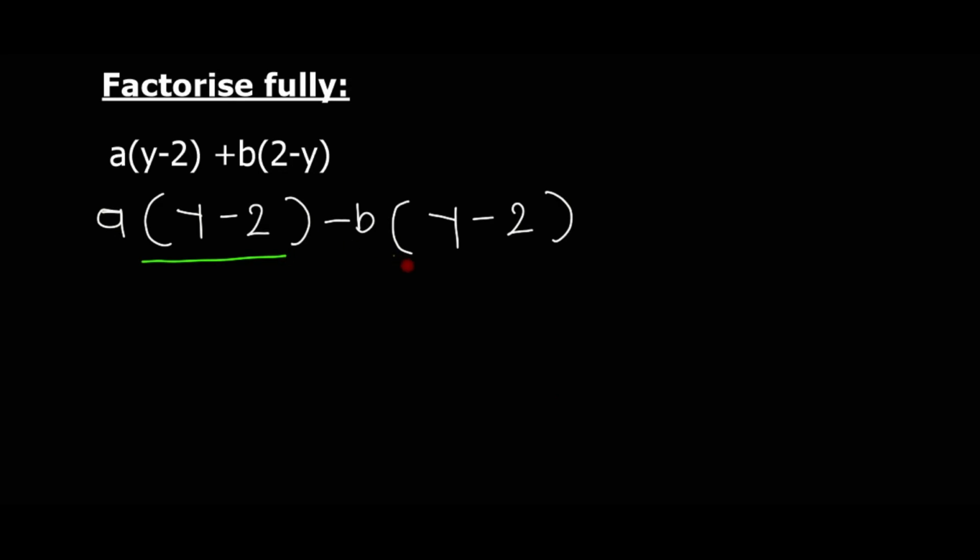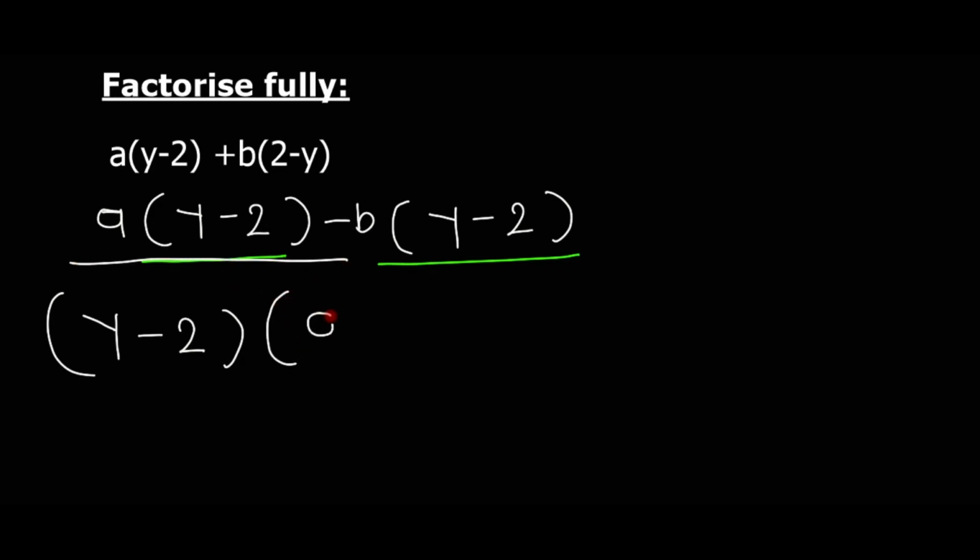We have y minus 2 and then y minus 2. This means we have a common factor. Therefore we will take y minus 2 as a common factor. And when we take y minus 2 as a common factor, on this term we will remain with a, and on this term we will remain with minus b, because we will have taken y minus 2 as a common factor. So this is our final answer.